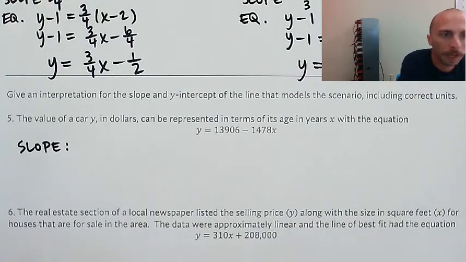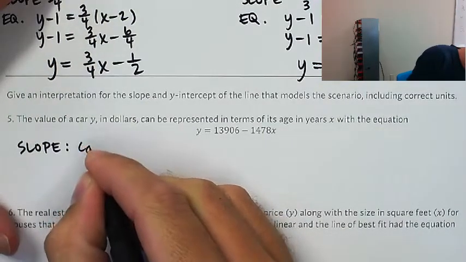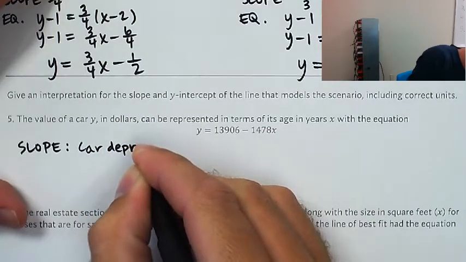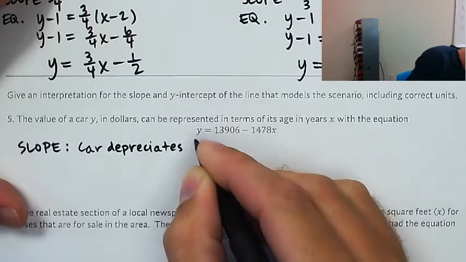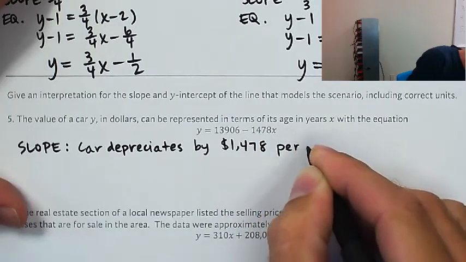Slope is the rate of change of y with respect to x. So it's the rate of change in the value of the car with respect to the amount of time, its age. You could think about the slope as negative 1,478 units of y divided by units of x. Negative $1,478 per year. It's losing $1,478 of value each year. So we say that the car depreciates $1,478 per year.